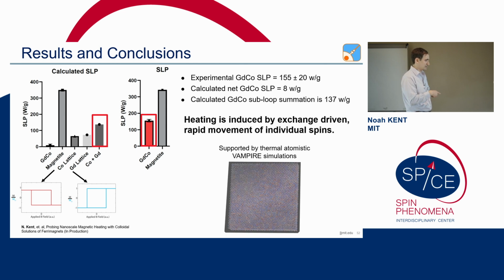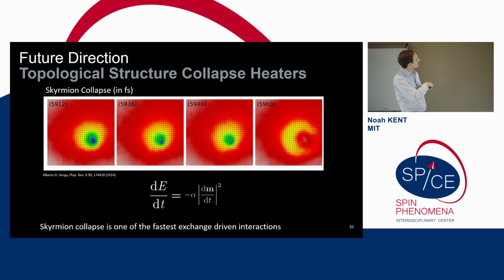This is supported by the VAMPIRE simulations we're doing on these systems. But why am I talking about this system, particularly at a topology conference? It's because I think in the future, I don't know if I'm going to get to this, skyrmion collapse is some of the fastest exchange-driven dynamics available. So I think it would be really interesting to look at a system where I have skyrmions collapsing versus a system where I have bubbles or non-topological structures. Maybe in the future, but not right now.